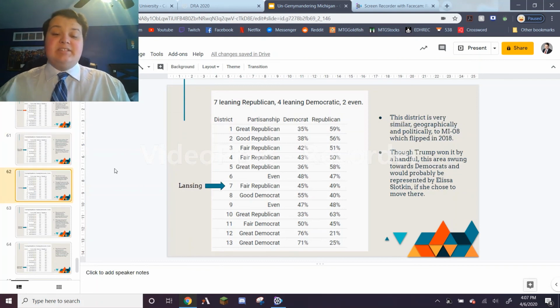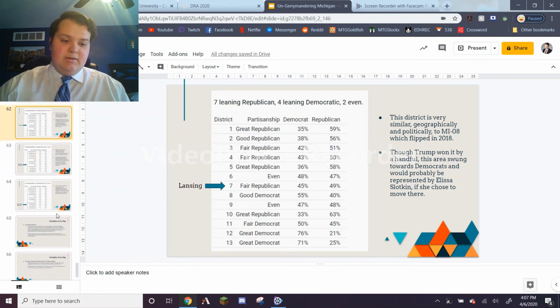The next district is the 7th district, which is the Lansing Metro District. It's very similar geographically and politically to the current 8th district, which did flip in 2018. And even though Donald Trump won it by a handful, this area swung towards Democrats. So I do think that this district would have flipped, meaning this district that is considered fair Republican would go down to 6 leaning Republican districts.